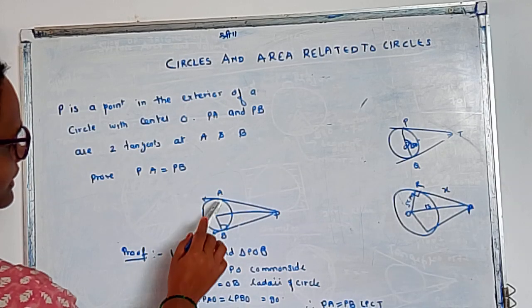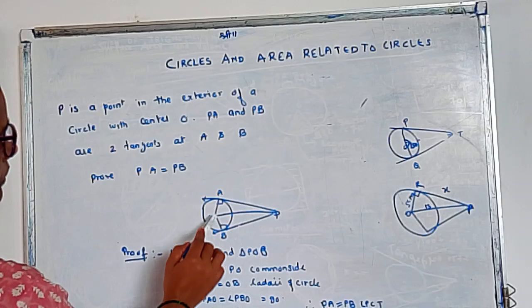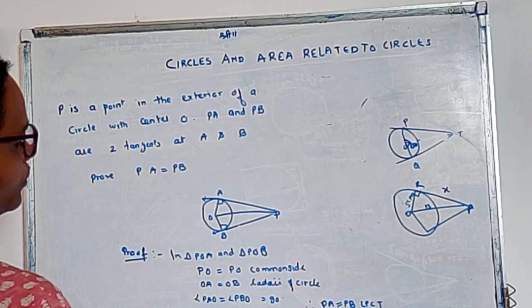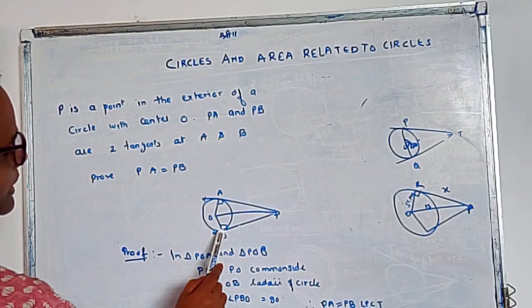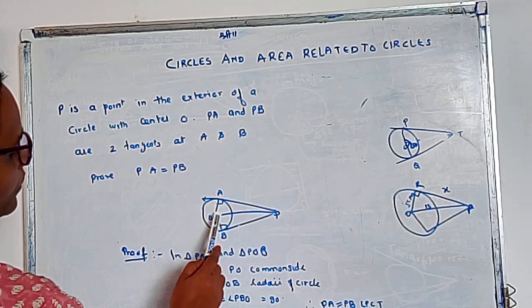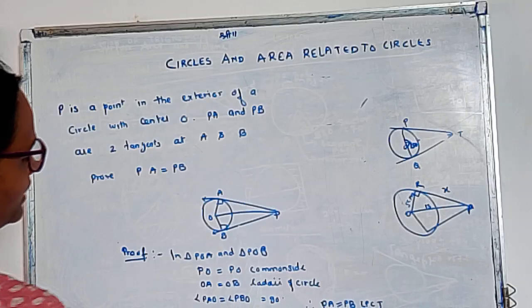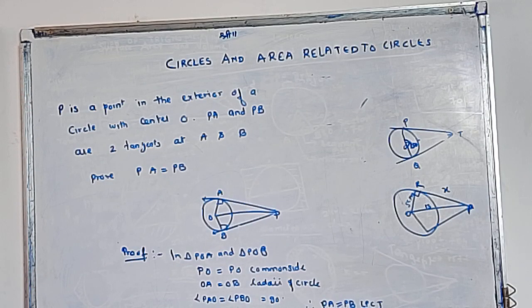So we have two triangles here, POA and POB. PO is equal to PO, common side, angle PBO is equal to PAO, which is 90 degree, and AO is equal to OB, radii of same circle. Therefore, you have to write radii. Why radii?